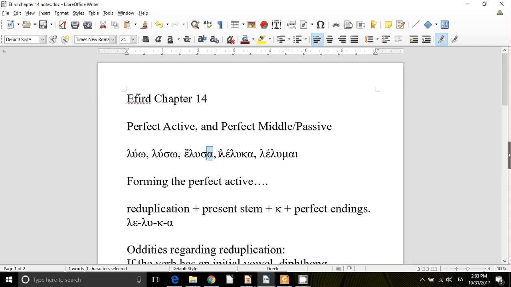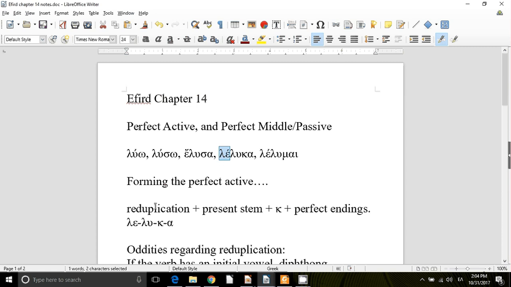And now today the fourth principal part, lelica. I have loosed, the present tense. I have loosed. And we're going to form this with reduplication. We're going to take the first letter of the present stem, we're going to copy it, and we're going to add an epsilon after it. And we're going to call that reduplication, lelica.